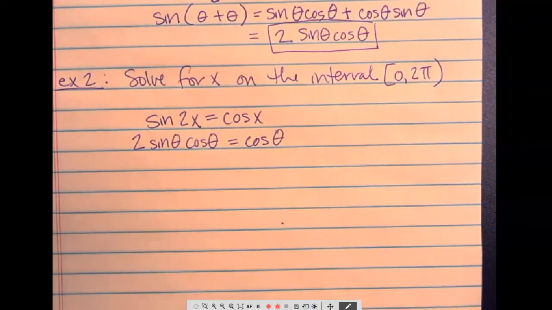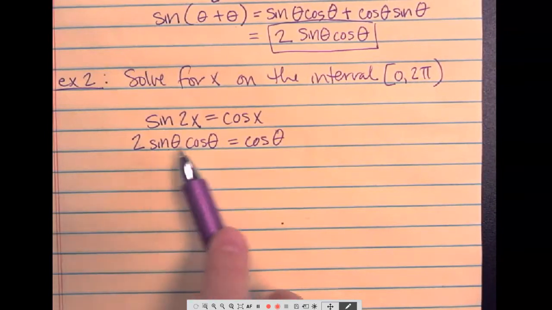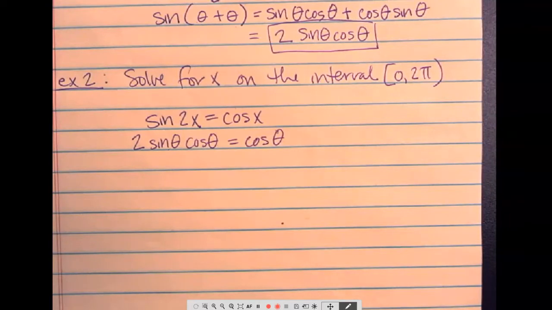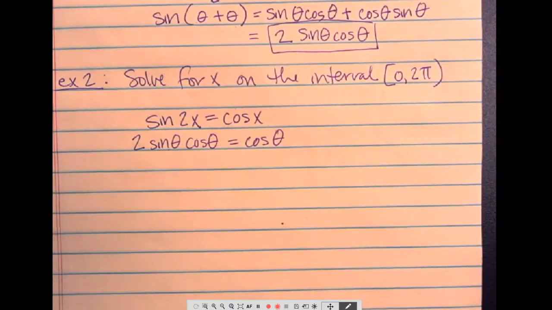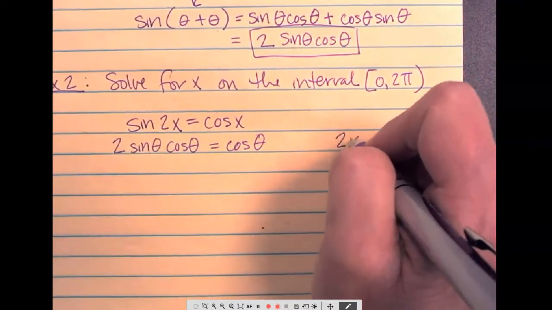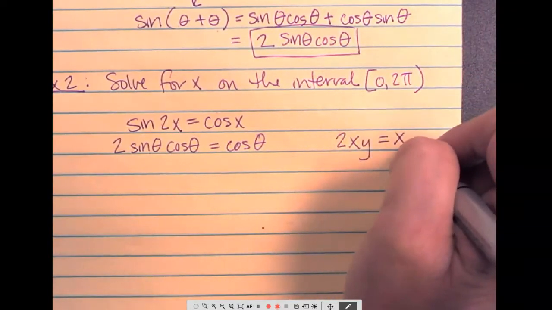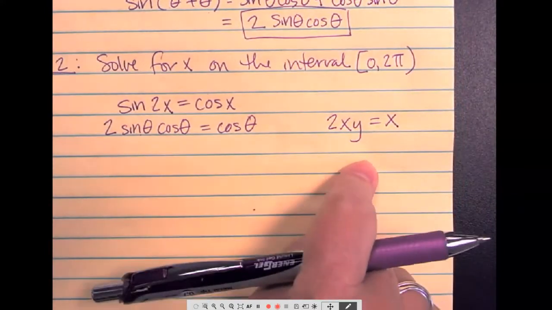How would you solve it from here? And let me tell you what we can't do. I can't divide both sides by cosine theta because I'm getting rid of a solution. If there was just a 2 in front of both, yes, I could divide by 2. But I don't want to divide by the variable because I'll be eliminating a solution. Okay, so other than that, what would you do? What if I had 2xy equals x? What could we do with that?